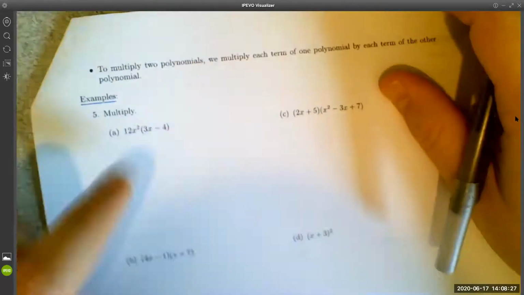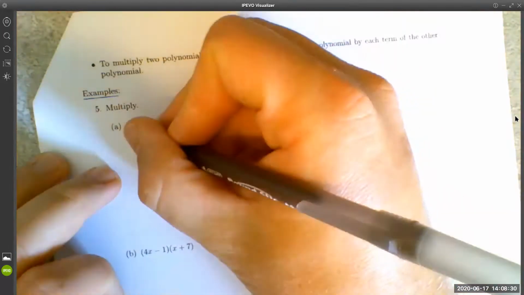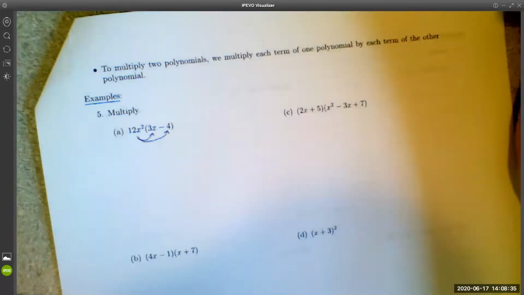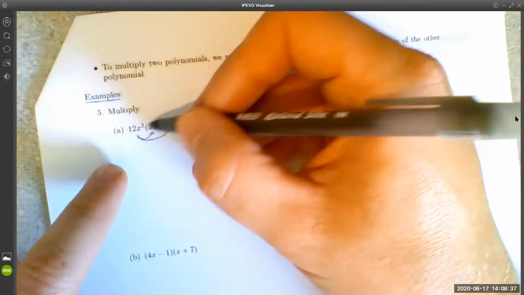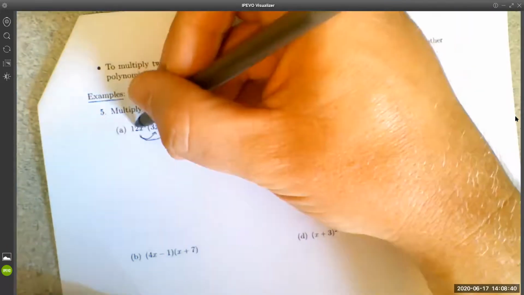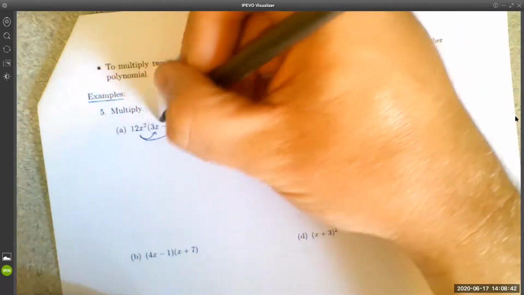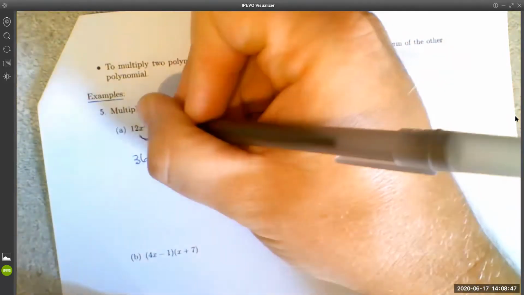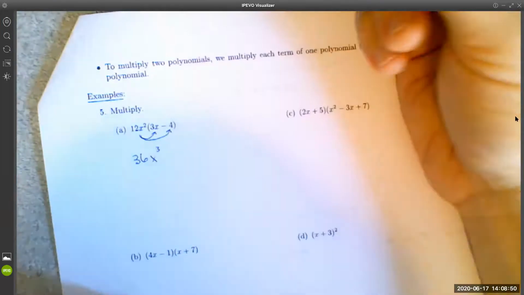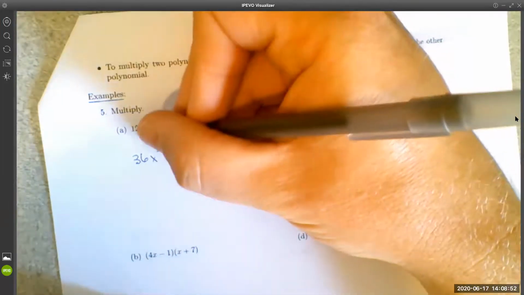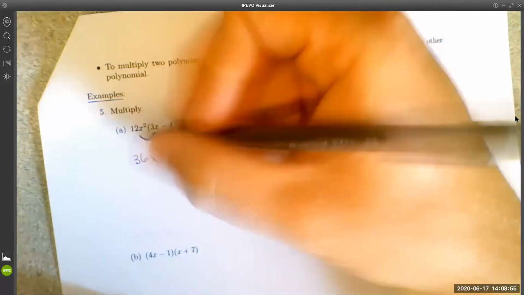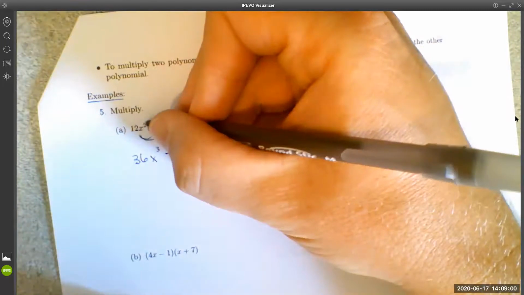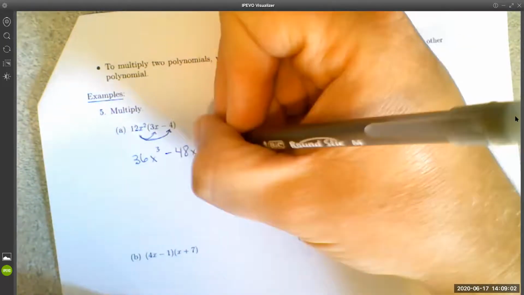If we have 12x squared times 3x minus 4, then we're going to multiply this monomial by each term of the binomial, right? So in other words, we're going to distribute it, right? 12x squared times 3x. Remember, you're going to multiply the coefficients but add the exponents. So this is going to be 12 times 3 times x to the 2 plus 1. And then, so that takes care of the first one. And then for the second one, it's going to be 12 times 4 times x to the 2 plus 0, right?